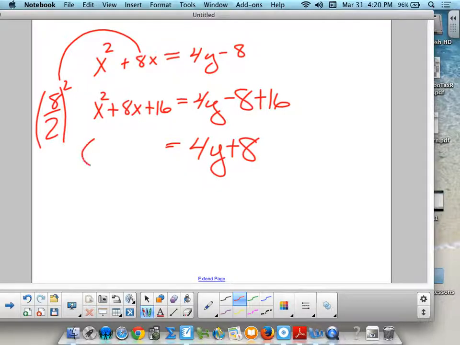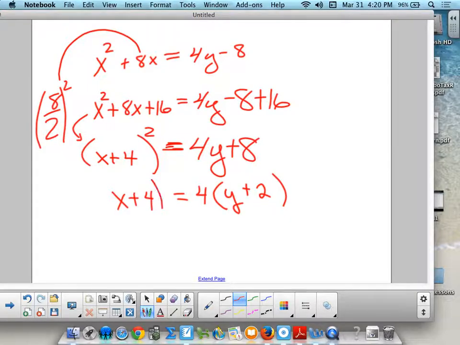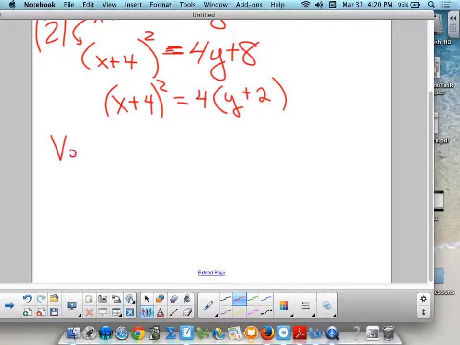this can be factored into x plus 4 squared. Over here, on the right side, let's get it to be just y. So factor out the 4 and get y plus 2. I would say the vertex is what? Negative 4, negative 2.